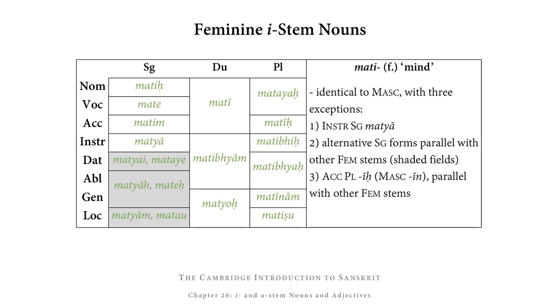The rest of the plural is completely parallel to the masculines again, so we have matibich, matibyach, matibyach, matinam, and matishu, once again with su changing into shu due to ruki.